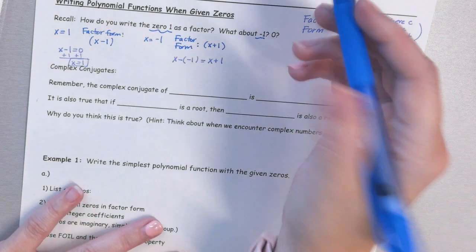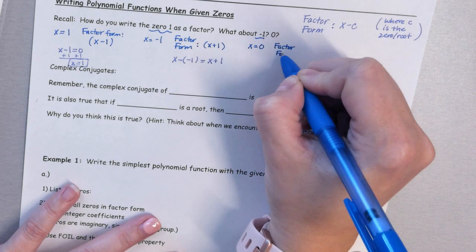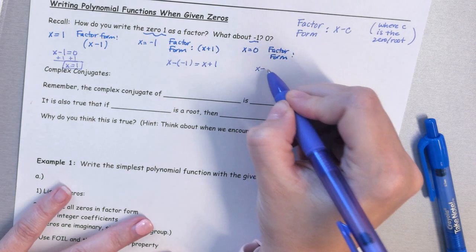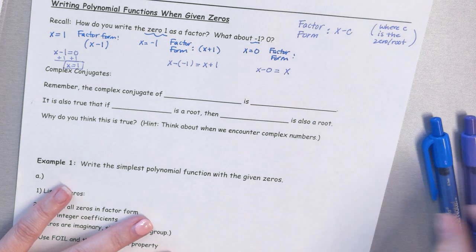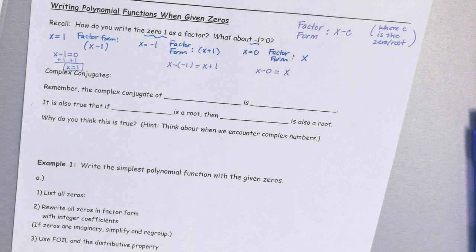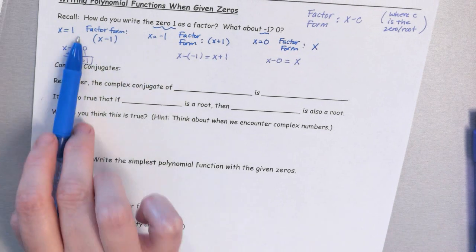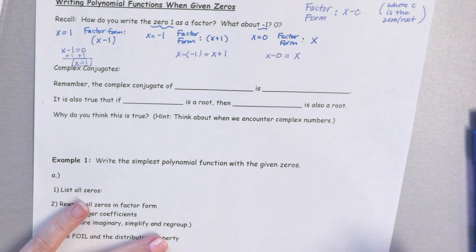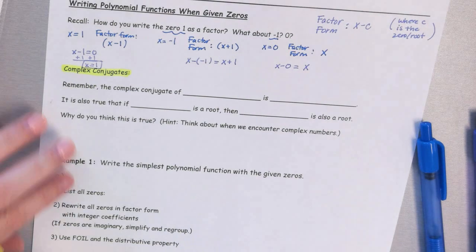The last one says, what about 0? If your x is 0, this one you actually can simplify. If I'm using my factor form, x minus 0 is just what? x. So your factor form, if your zero is 0, would just be x. These were the type of zeros that we would have when we did this earlier. We'd have integers. But we are going to get into complex roots now.